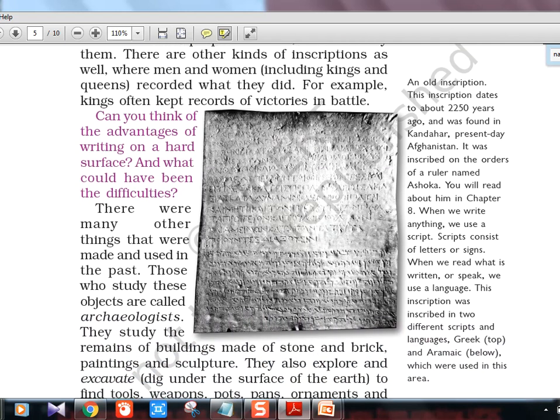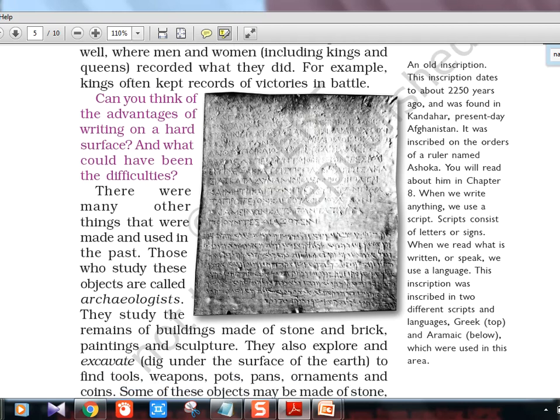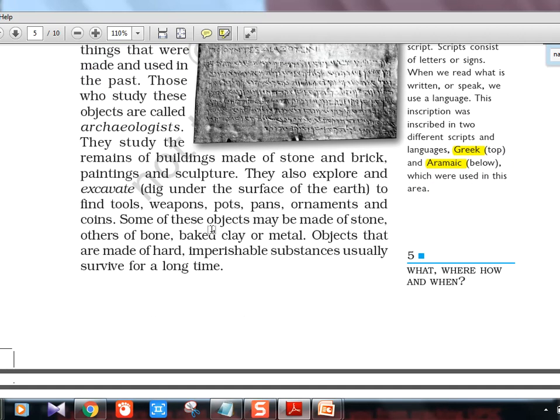We'll see. So again, pictures. Pictures are very interesting in these textbooks, and that is why NCERT becomes very easy for us to understand. An old inscription, about 2250 years old, was found in Kandahar. You know, it is now in present Afghanistan. And it has the orders of Ashoka. Ashoka the Great we'll be learning about after some time. So languages, Greek is there, Aramaic is there. Different languages, different scripts are being obtained from different places. That is how we know about all these timelines.